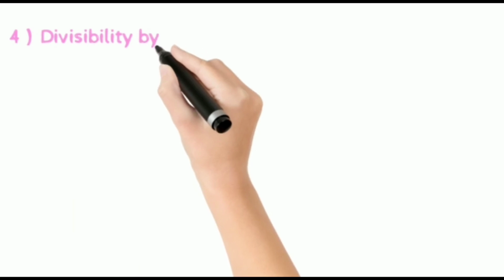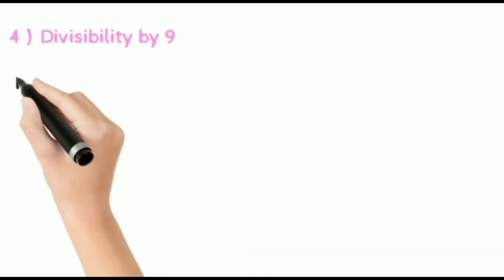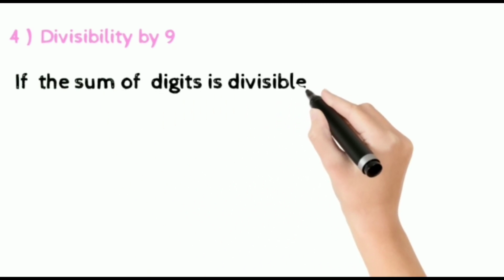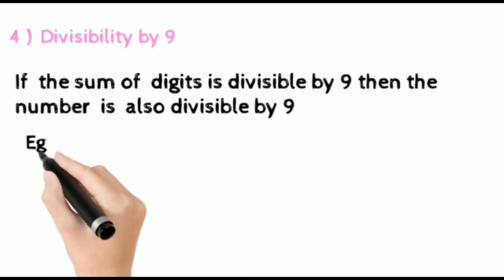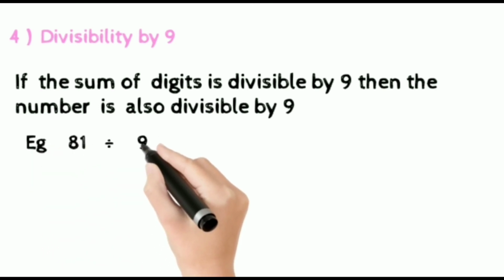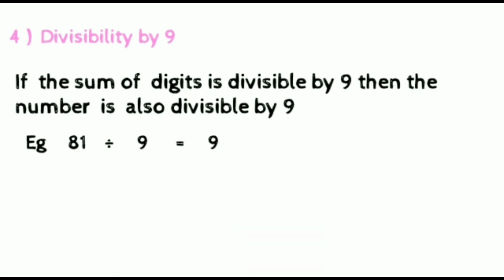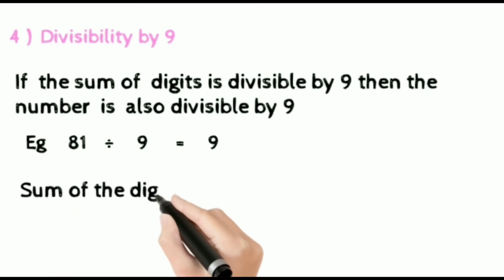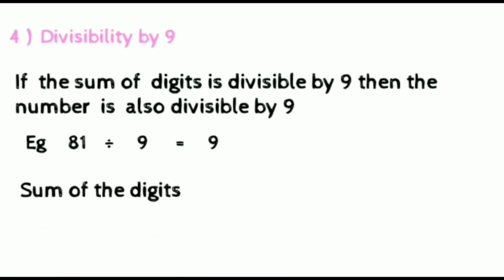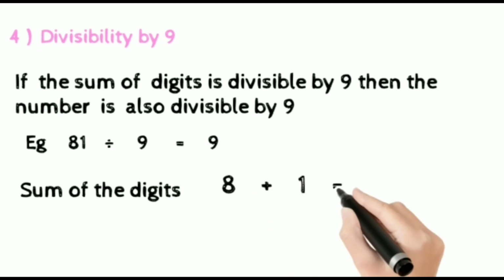We already studied divisibility by 3. In the same way, here, if the sum of digits is divisible by 9, then the number is also divisible by 9. Example, 81 divided by 9. You know that the answer is 9. What is the sum of the digits? 8 plus 1, that is 9. 9 can easily be divided by 9.